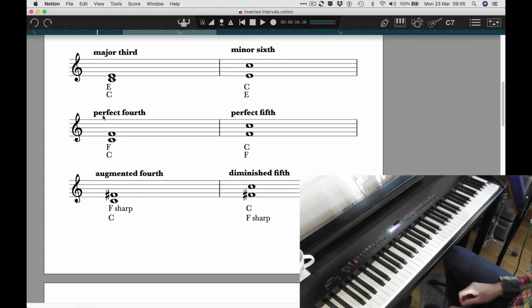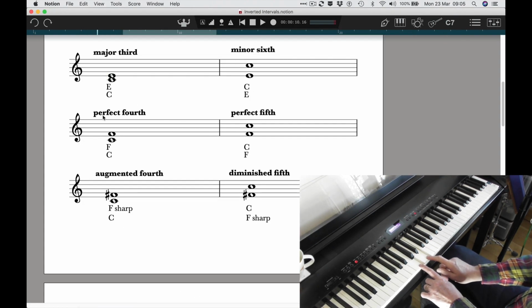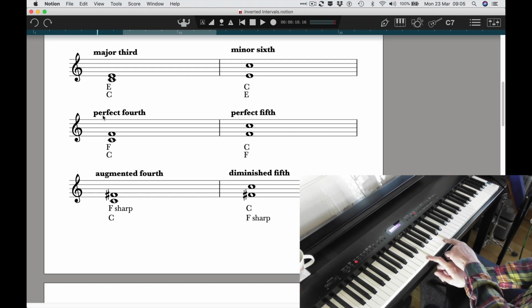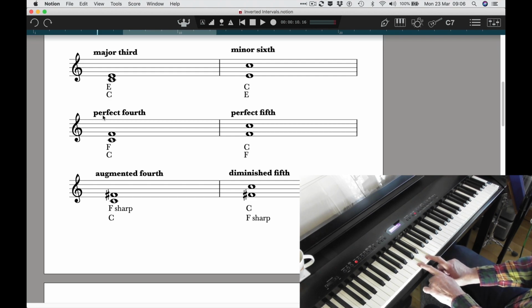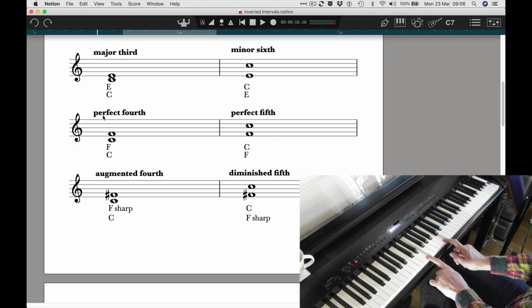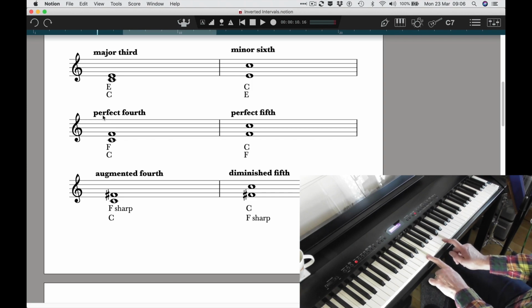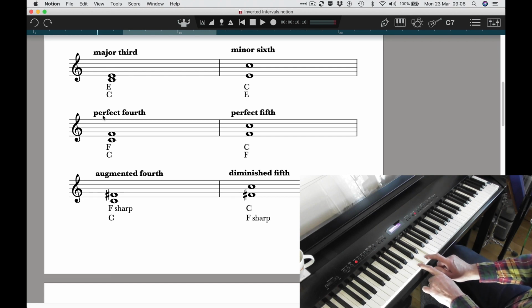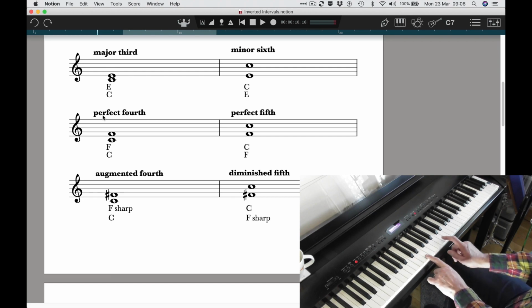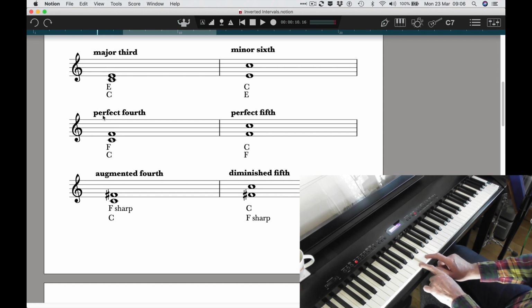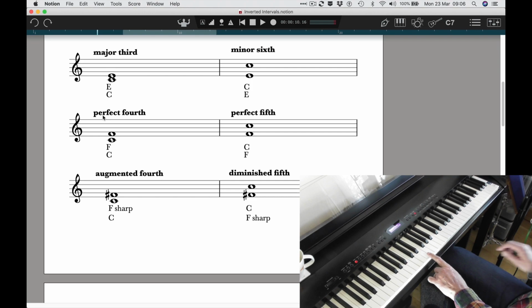Let's look at our next interval, C to E. Major third, put the C on top, and it becomes a minor sixth. So there to there is a major third, C to E. E to C is a minor sixth. Major becomes minor, and if this is 3, so this is a third, this must be a sixth because it must add up to 9. So major third becomes minor sixth.